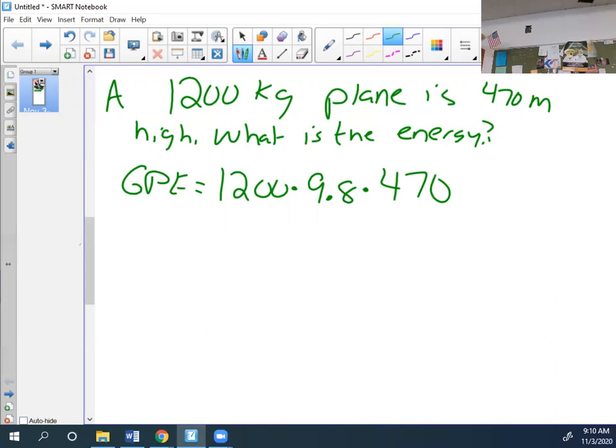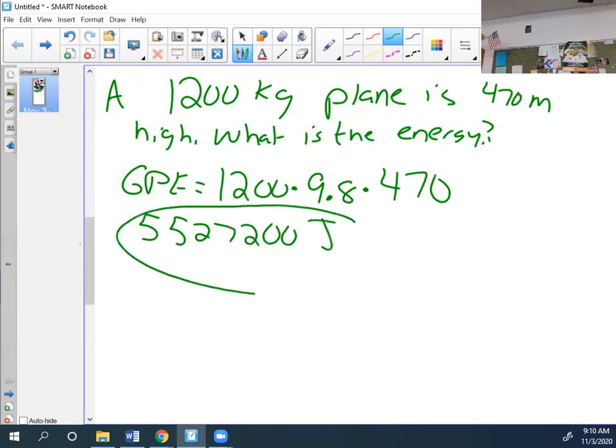Go ahead, Gracie. Just read the numbers off. 5527... 200 joules. That'd be 5 million. It's over. But I'll make sure you can put it in the calculator yourself, okay?